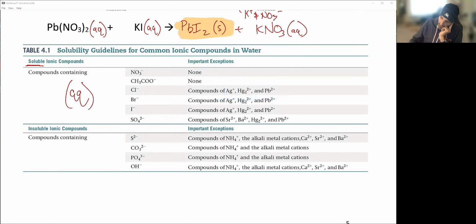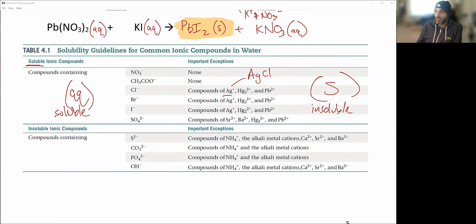So any chloride, bromide, or iodide with silver is going to be considered insoluble. So these are all going to form solids. These are all insoluble. These are all soluble. Okay, so AgCl is going to be insoluble. Hg2Cl2 is going to be insoluble.